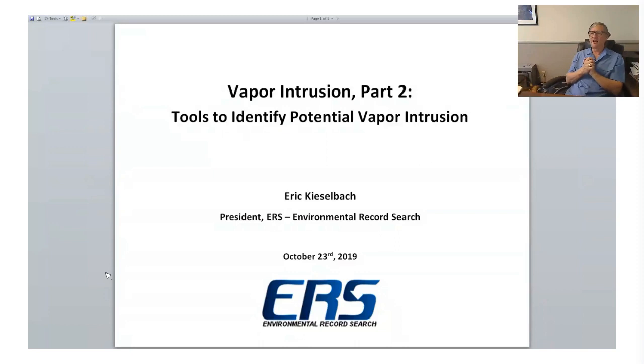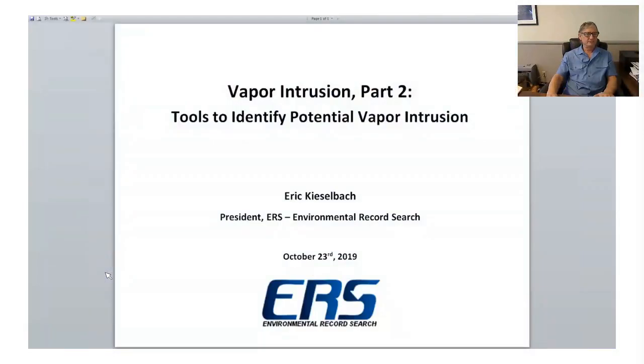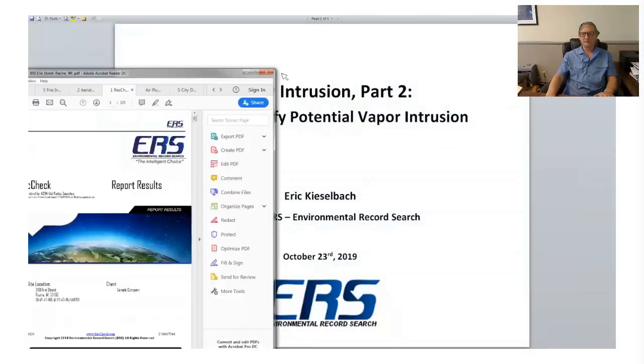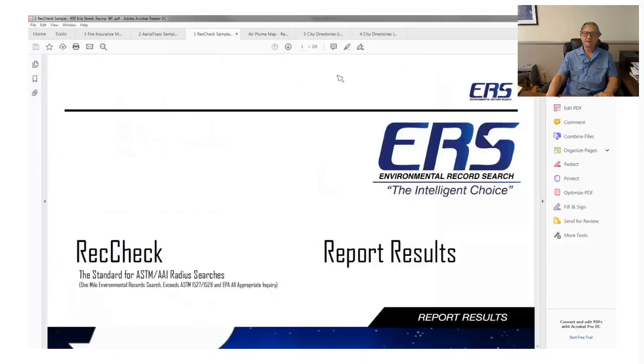I would normally start with the radius search or RecCheck report. So I'm going to load that up. I'm going to put it right here. So the first thing is, this is a RecCheck or radius search, a 1 mile radius search report that far exceeds the ASTM and AAI radius search requirements.